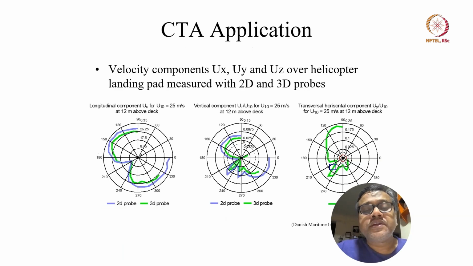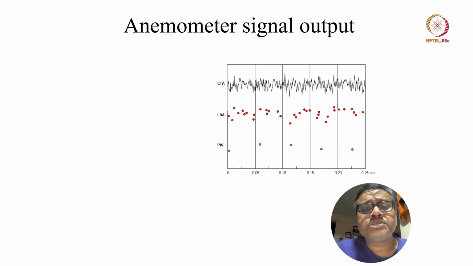So hot wire anemometry can actually measure all three components. It can measure one component, two components, or three components. The velocity components like Ux, Uy, and Uz are measured over a helicopter, for example, with 2D and 3D probes. So you can see how the velocities are actually obtained. You can see the velocities are about 25 meters per second, so in that particular range. So no problem, you can do it with a hot wire application.